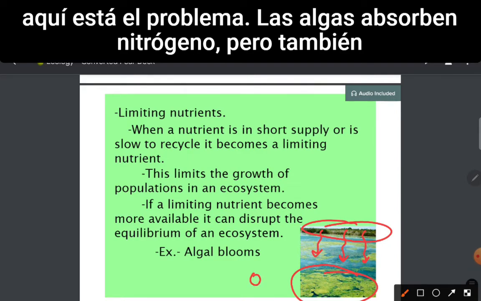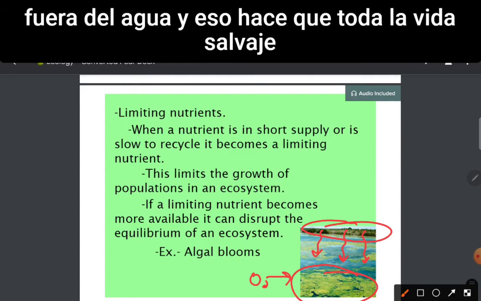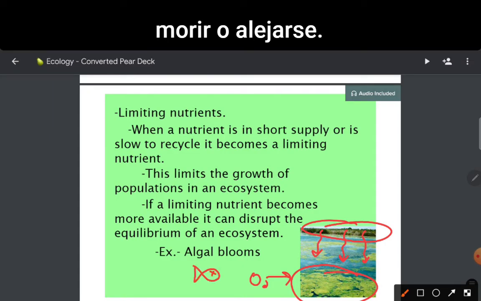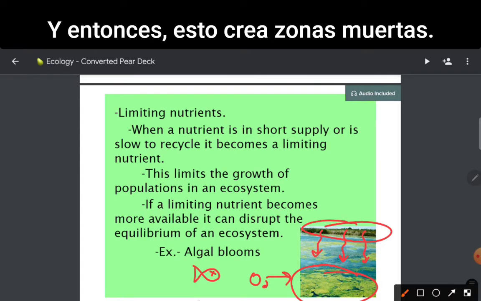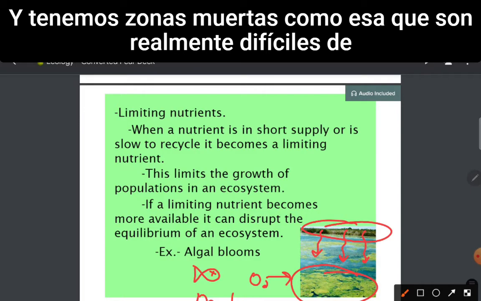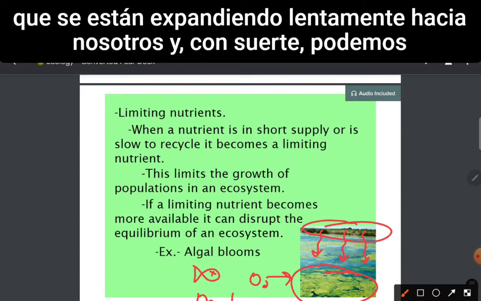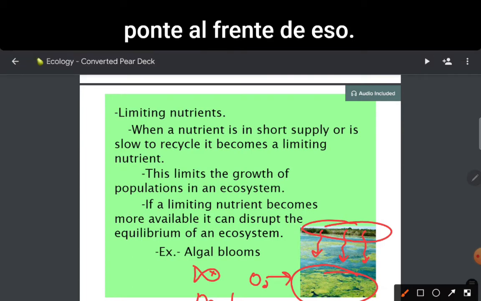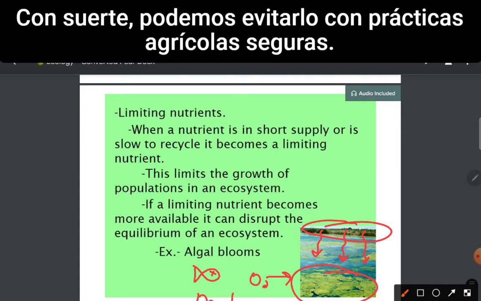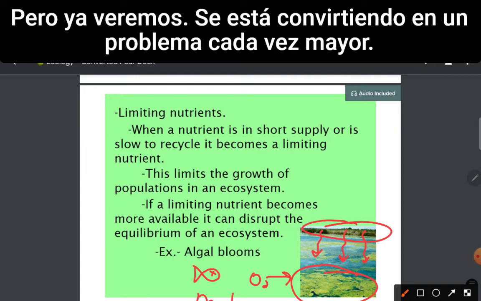Algae take in nitrogen, but they also take in oxygen. And so when the algae grows, it sucks all of the oxygen out of the water, and that makes all of the wildlife there die or move away. And so this creates dead zones. And we have dead zones like that that are really hard to restore. In fact, we have dead zones up in northern Maryland that are slowly expanding toward us. And hopefully we can get in front of that. Hopefully we can prevent that with safe farming practices. But we'll see. It's becoming more and more of a problem.